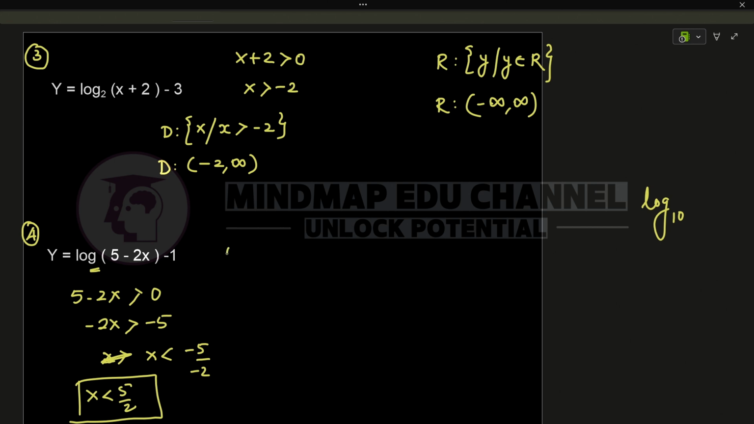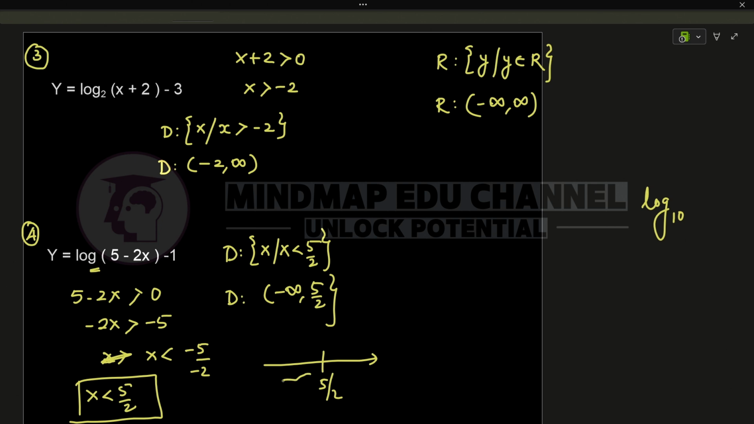So, the domain of this function will be written as the set of x values such that x is less than 5 by 2. And in interval notation, the domain will be written as from minus infinity to 5 by 2. Why from minus infinity? See, if you check on the number line, the value of x is less than 5 by 2. Less than 5 by 2 means towards minus infinity. Therefore, the domain will be from minus infinity to 5 by 2.